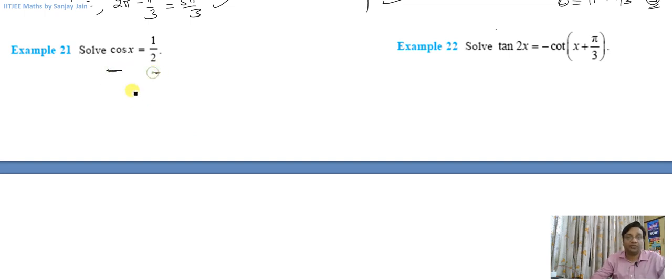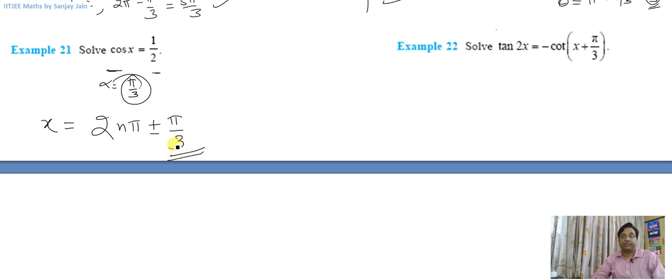Cos x equal to 1 by 2. So one of the angles or one of the solutions I can take is pi by 3. So let me write a general solution for x as x equal to 2 n pi plus minus alpha, that is pi by 3, right? Even if you take something else apart from pi by 3, you take minus pi by 3, that is the same in case of cos, right? So that will also be acceptable here, because anyhow it is plus minus here.